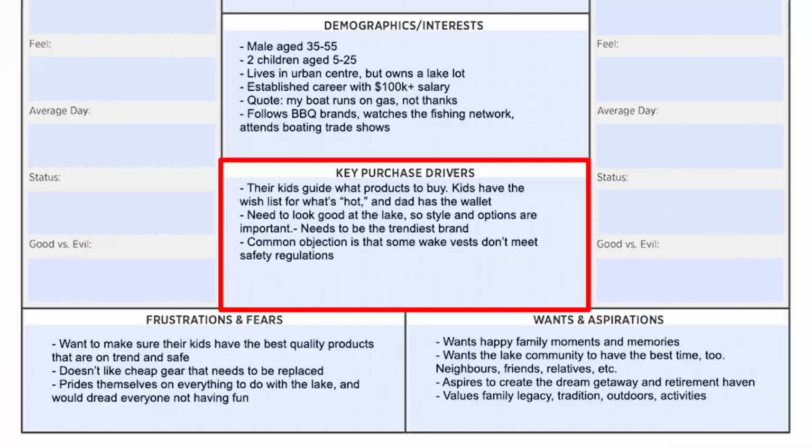For our Lake Dad Daryl, we know that their kids guide what products to buy. So the kids are probably nagging at dad, we need this brand, we need this product, we need this latest and greatest item. So the kids have a wish list for what's hot, and dad has the wallet. We know some more key purchase drivers. They need to look good at the lake, so style and options are going to be important. It needs to be the trendiest brand.